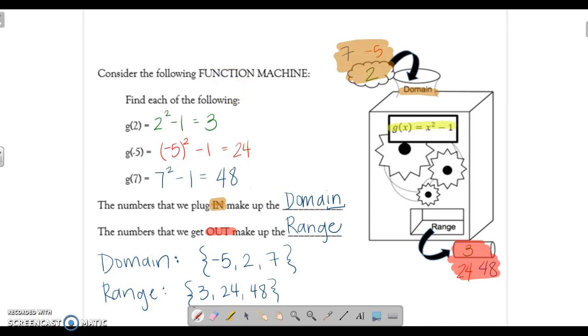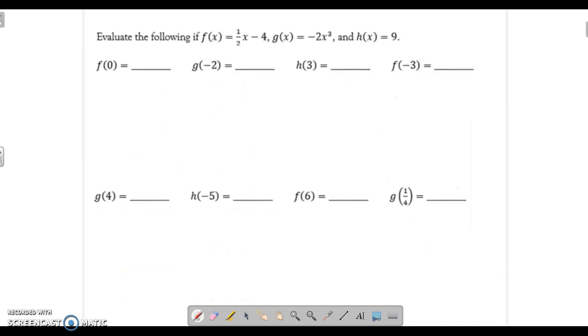So let's practice this. On the back of your worksheet, I've given you 3 different functions, f of x, g of x, and h of x. So f of x, we can see here, f of x is 1/2 x minus 4. And then g of x is -2 times x cubed. And then h of x is 9. What I want to do is evaluate each of these problems using those functions.